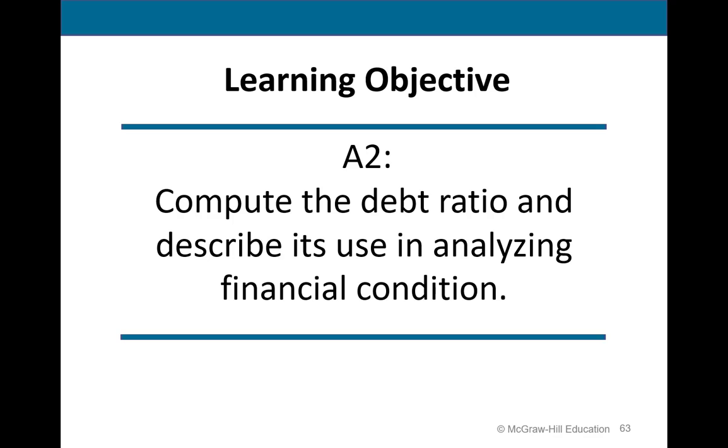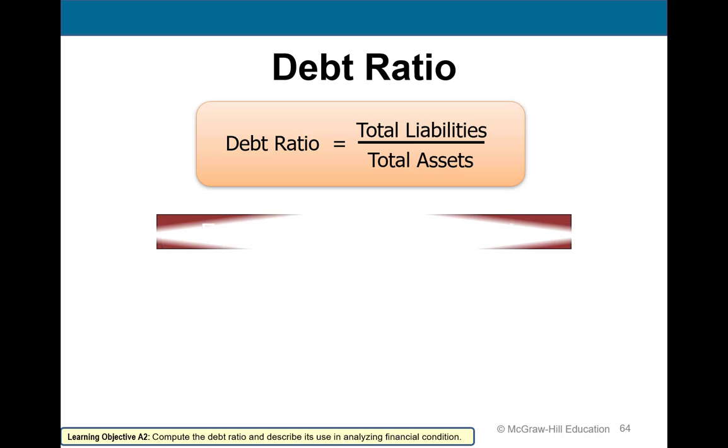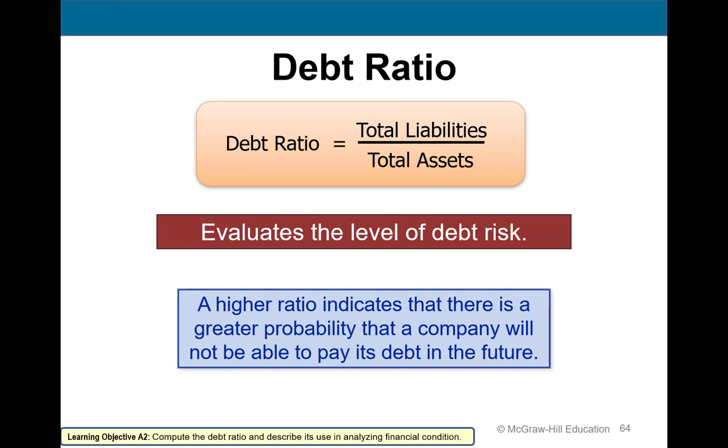We're going to compute the debt ratio and describe its use in analyzing the financial condition of a company. The debt ratio evaluates the level of risk. When you are going for a car loan or looking at a mortgage, they're going to look at your debt ratio. Total liabilities divided by total assets. We are trying to determine the company's ability to pay its debts using this debt ratio. A higher ratio indicates that there is a greater possibility the company will not be able to pay its debts in the future. How many liabilities do I have in terms of how much assets I carry?